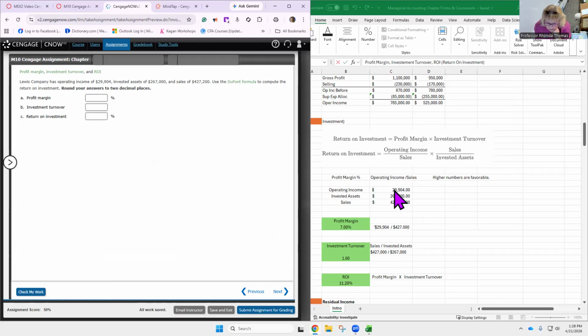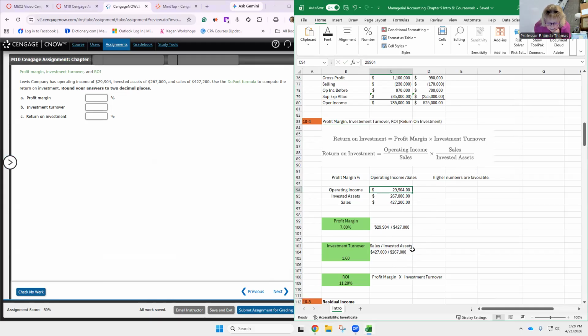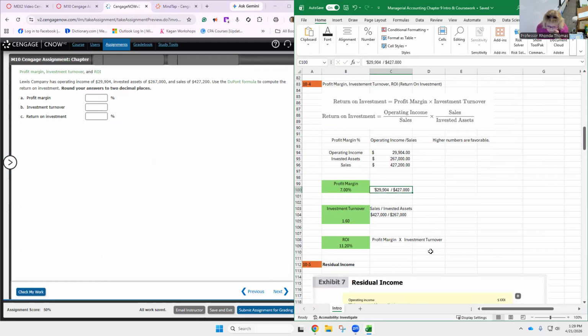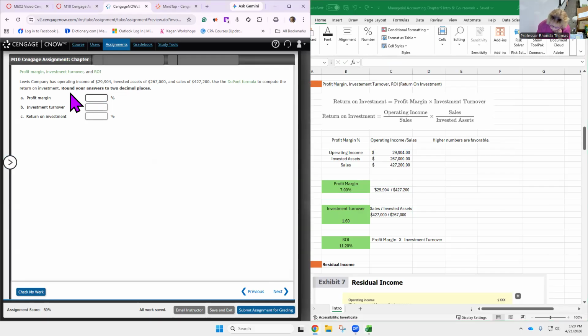So for our profit margin, I'm going to put everything in here. I've got $29,904 in operating income, 267,000 in invested assets, and then I have sales of 427,200. So my profit margin, when I do the math, here is the calculation: I take the 29,904 divided by the sales. Be careful, I missed a 2 there. Okay, so 7%. 7% is my profit margin. So just put it in, and they want it to 2 decimal places, so we're going to put it in as they request.